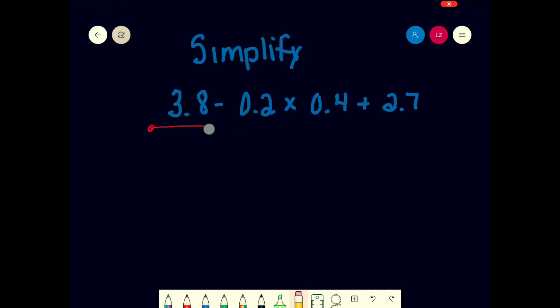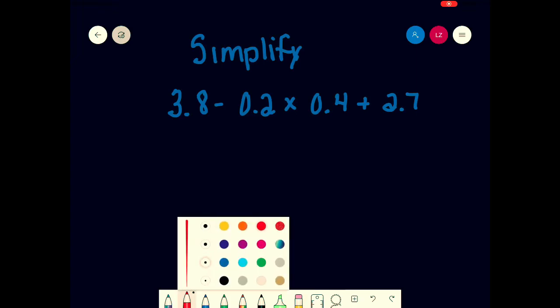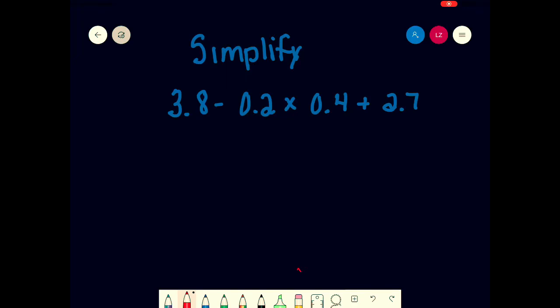Multiplication and division from left to right first, before you do any subtraction or addition. So you can see that we are going to start here with this multiplication because that's what's first. So we're going to take this first. All right, 2/10 times 4/10.